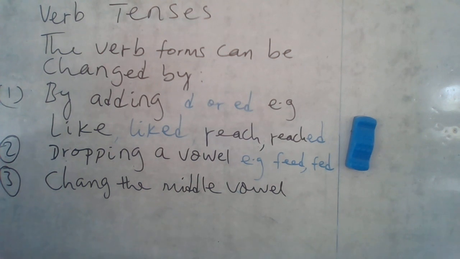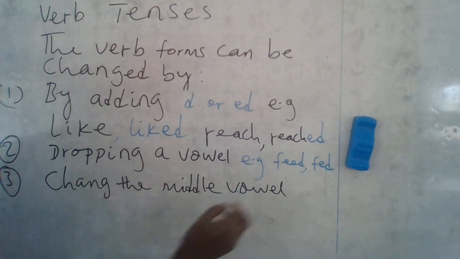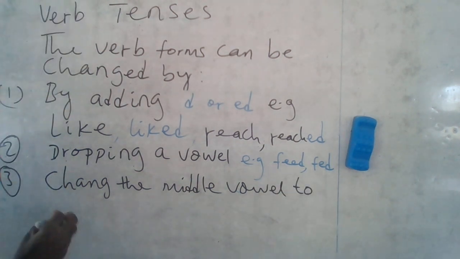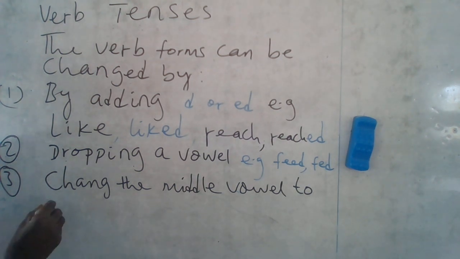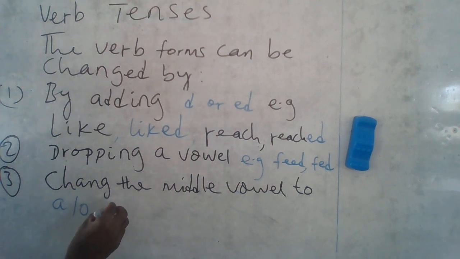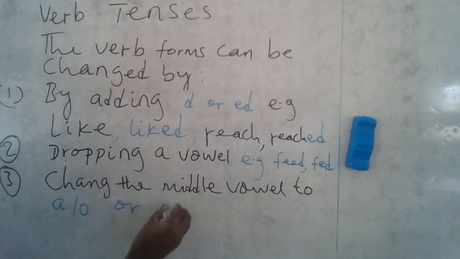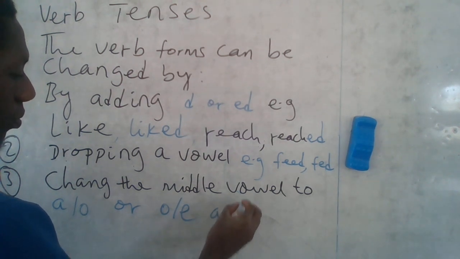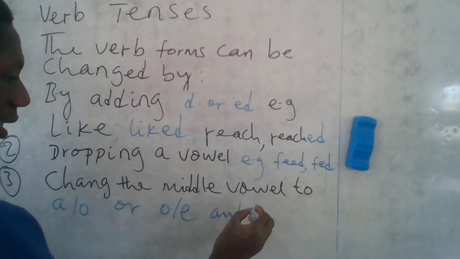By changing the middle verb, for example, maybe we can change it to a, or, or even e. We can change them to words like en.